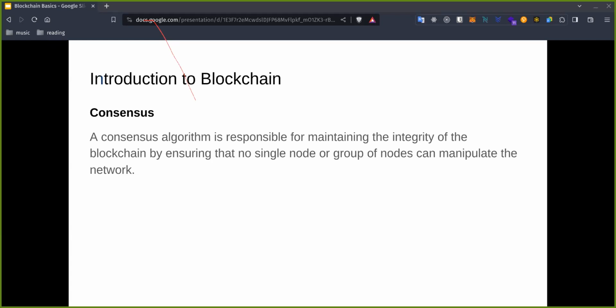Okay, that's why the consensus algorithm is a very crucial thing.